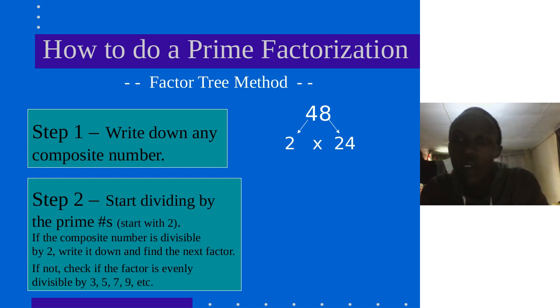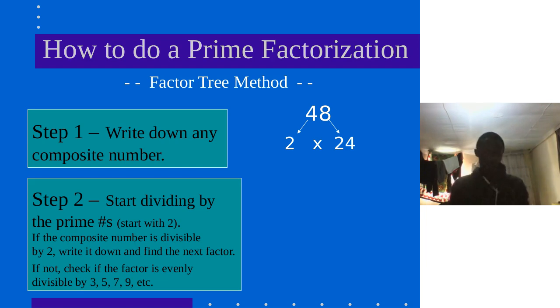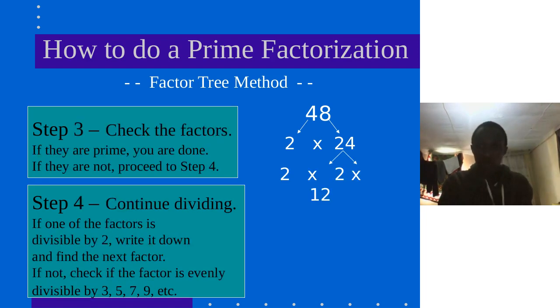For instance, we have an example of 48. If you divide by 2, you will get 24. You divide 24 by 2 again, you get 12. You divide by 3, you get 4, and divide by 4, you get 1. So it will be 4 times 3 times 2 times 2. Hope it is well understood.